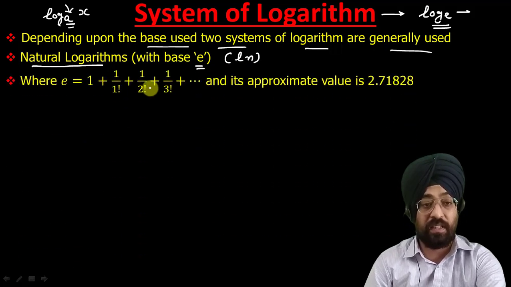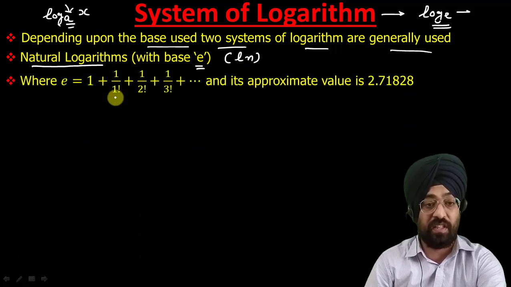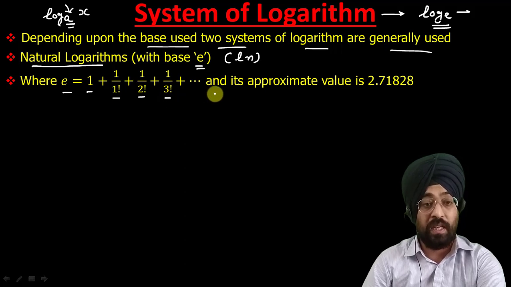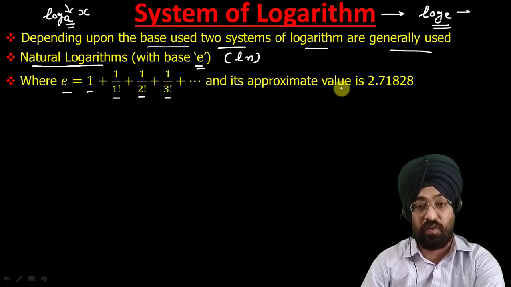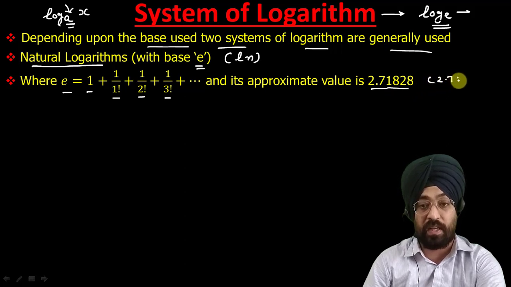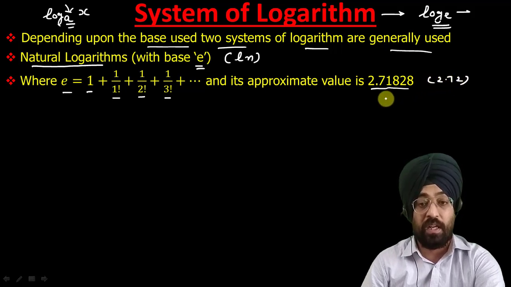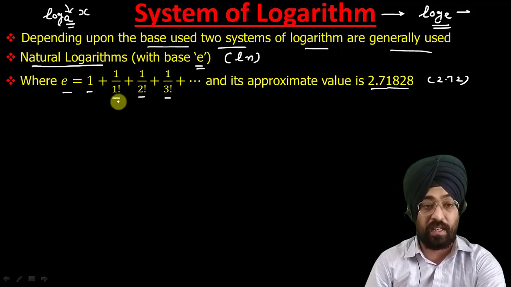Now what is e? The e is a series. The value of e is 1 plus 1 by 1 factorial plus 1 by 2 factorial plus 1 by 3 factorial and so on. As it is a series, we cannot find its exact value. Its approximate value is 2.71828, or we can say 2.72. Now this sign of exclamation is called factorial.